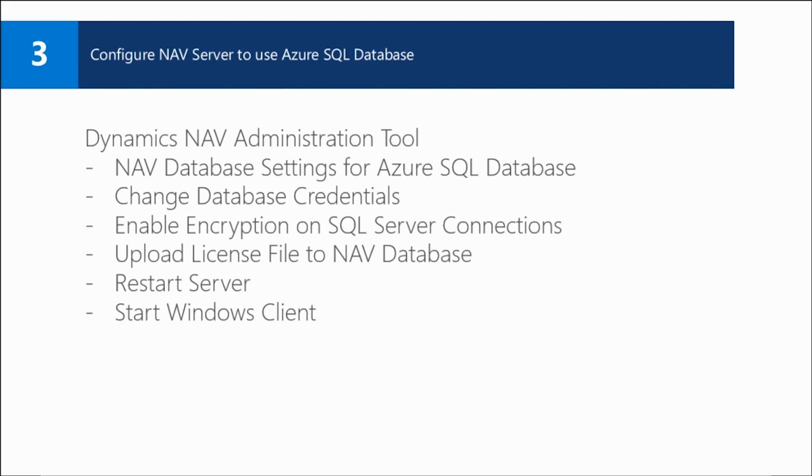So to configure the NAV server to use Azure SQL database, we're going to use the Dynamics NAV administration tool. You can also do this using PowerShell, and in fact there are scripts on the demo image showing you how to do this complete process using one big PowerShell script. So it's perfectly possible to automate this. So we're going to just demonstrate the steps here visually using the administration tool and a little bit of PowerShell.